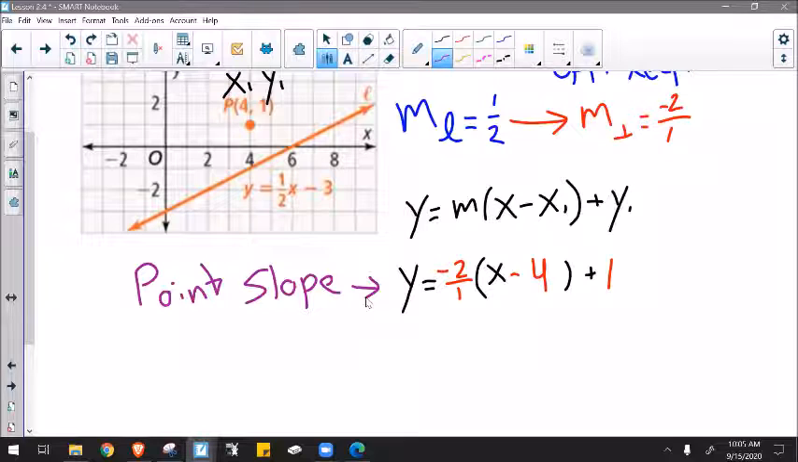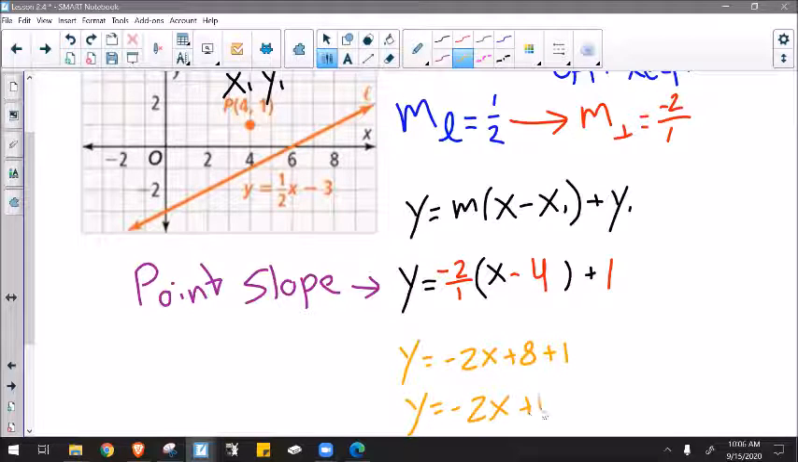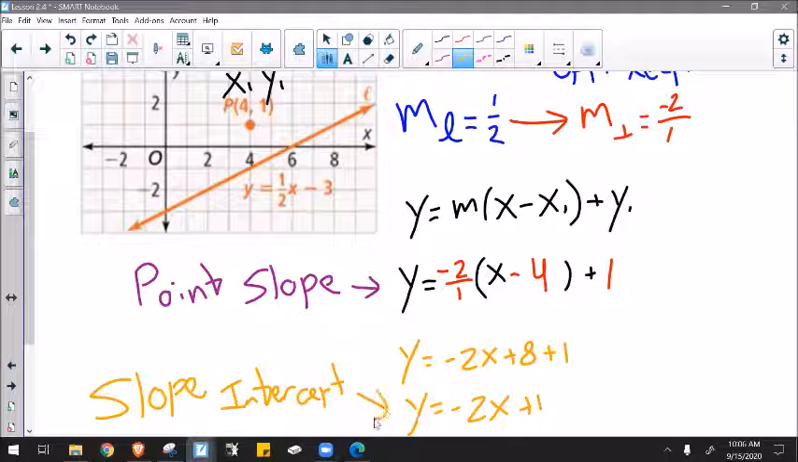So if you wanted your slope intercept, distribute the -2, and you're going to have, I'll do that in a different color. You're going to have y equals -2x plus 8 plus 1, or simplified further, you got y equals negative 2x plus 9. That is your slope-intercept. It would be +9. Right? Say that again. Dang it. Sorry. Yeah. There we go. That's what I meant. You misread it.